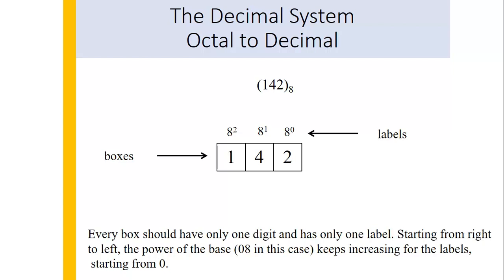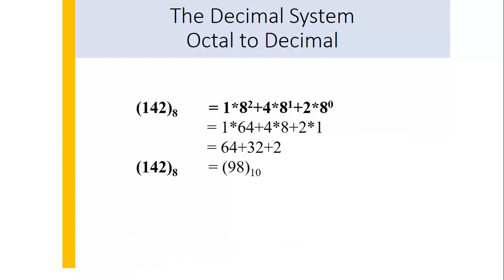So the equation to convert it into decimal is like this: 1 into 8 to the power 2 plus 4 into 8 to the power 1 plus 2 into 8 to the power 0. So it becomes 1 into 64 plus 4 into 8 plus 2 into 1, that is equal to 98 in decimal. Hence 142 in octal is equivalent to 98 in decimal.